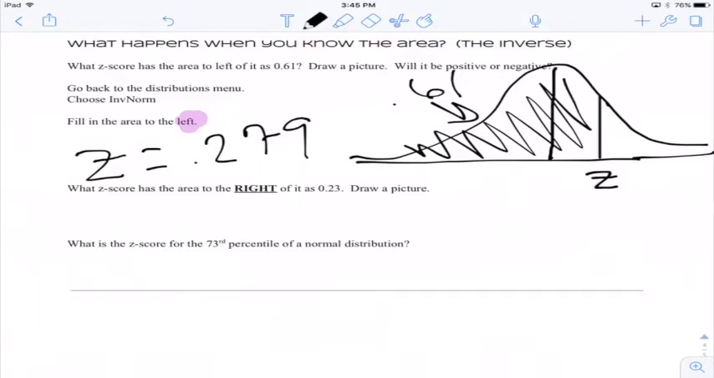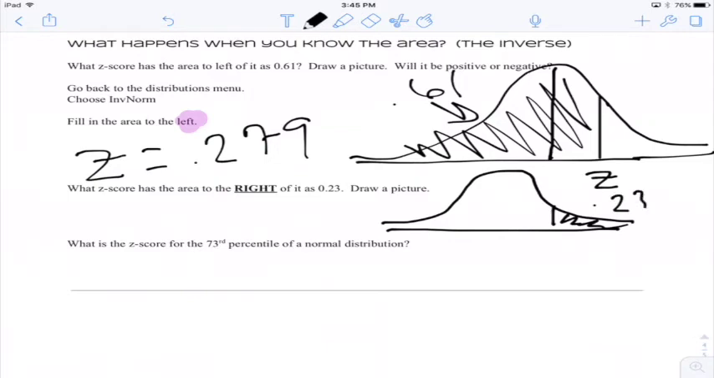That makes sense. What z-score has the area to the right of 0.23? So if we draw our picture again, we want the area to the right, 0.23. Well, remember that the whole area under the curve is 1 because this is a density curve. So we know that the area to the left has to be the opposite. This area to the left is 1 minus 0.23, which is 0.77.